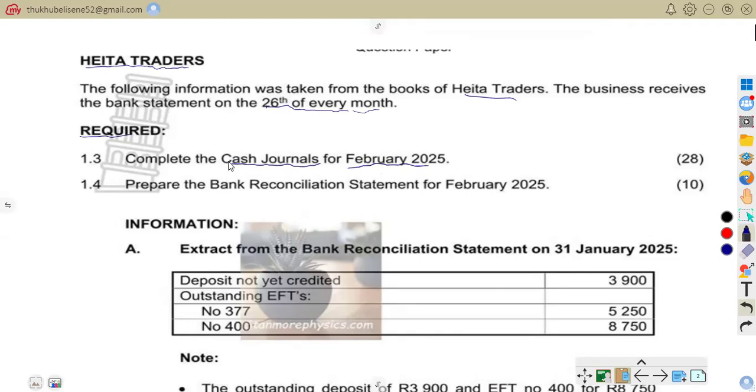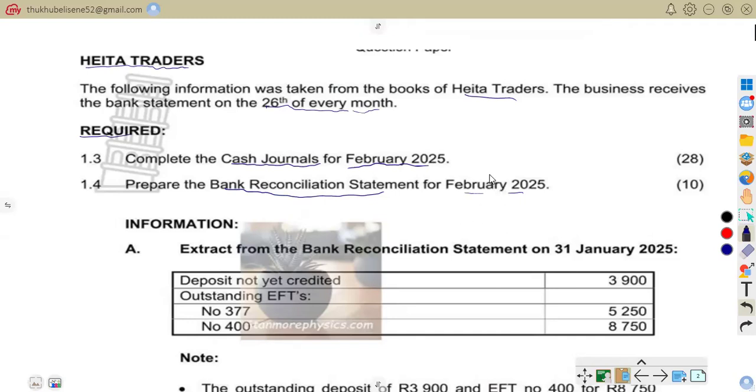Once it says we are to do cash journals, it simply says we are going to do the cash payment journal as well as what? The cash receipts journal. So we are going to do those two journals, the cash receipts journal as well as the cash payments journal. In 1.4, we are asked to prepare a bank reconciliation statement for February 2025.